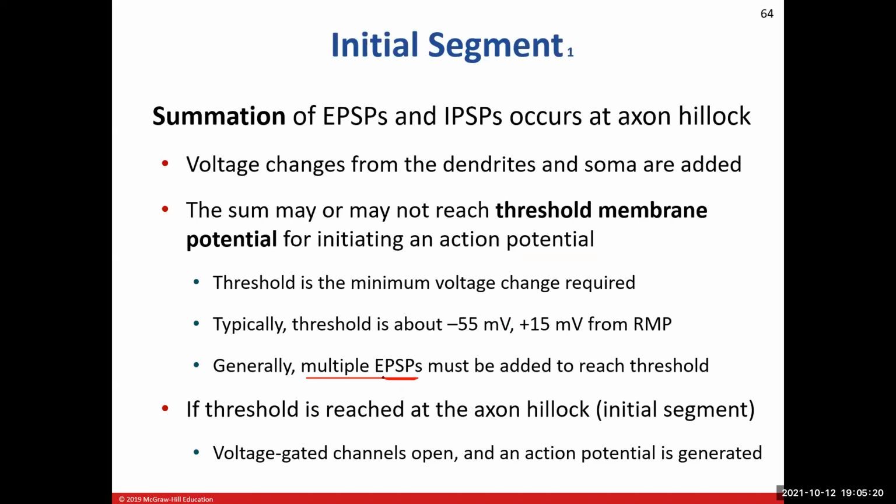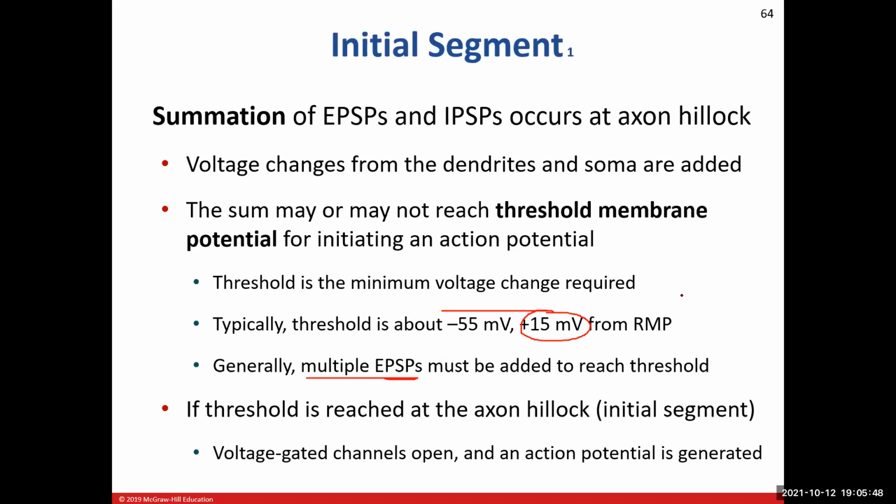Now, meanwhile, if we're just generating EPSPs, that's not too hard. But keep in mind, we might have some other presynaptic neurons that are generating IPSPs, which will then cancel out EPSPs. So we need more EPSPs ultimately than IPSPs, and they have to reach this plus 15 millivolt value. That's what we need to do.